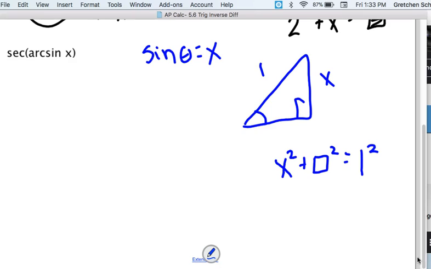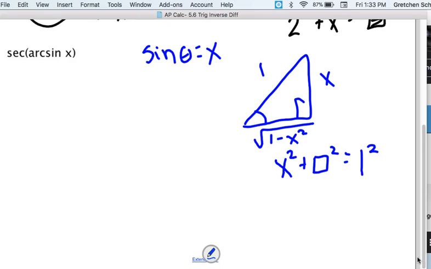And I don't know if this is why I use the box right here, but for me, I can just visually see how do I isolate that other side. What do I have to move over? dx squared, and then take the square root. So this other leg is the square root of 1 minus x squared.